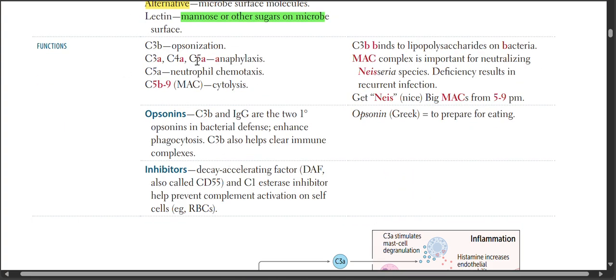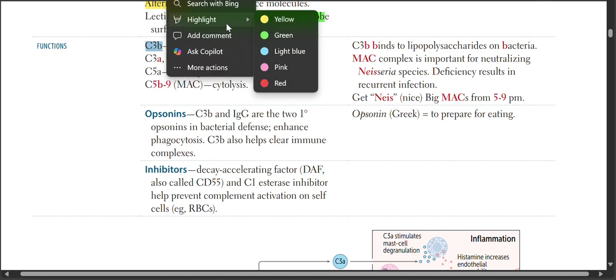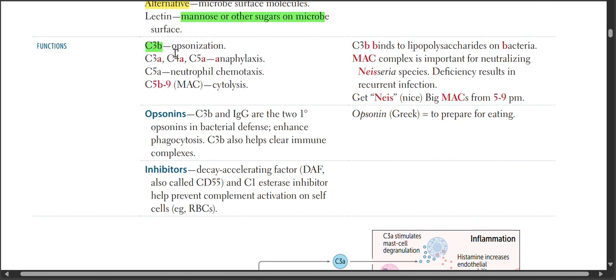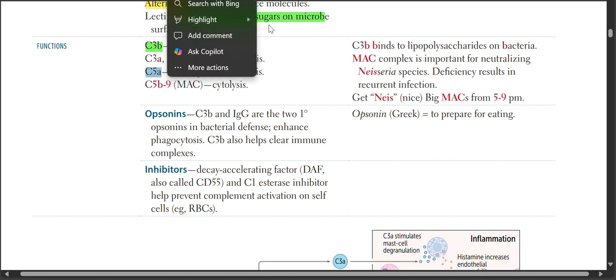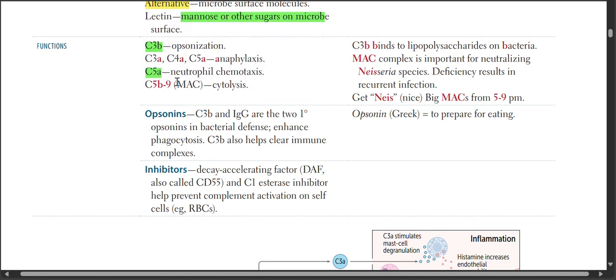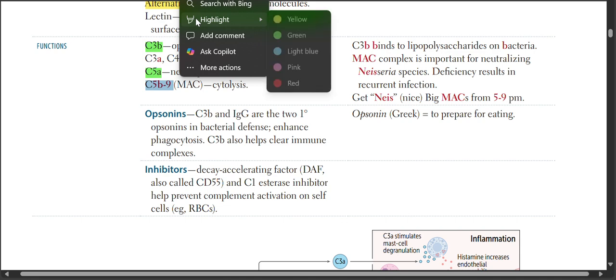And the next is you need to memorize these functions. This protein is important, the C3b, which is responsible for opsonization. After that, this one is important, the C5a, which is a chemotaxis for neutrophils. And finally, the remaining things, C5b to C9, form the MAC.